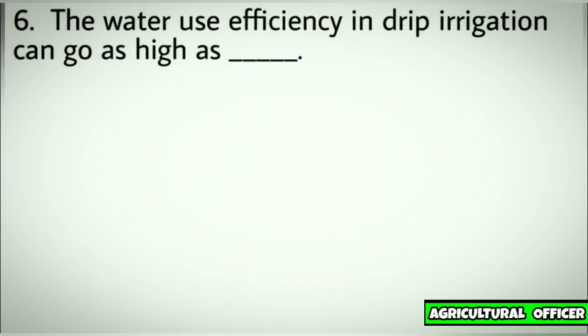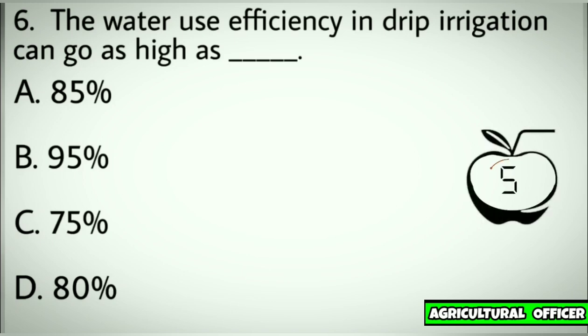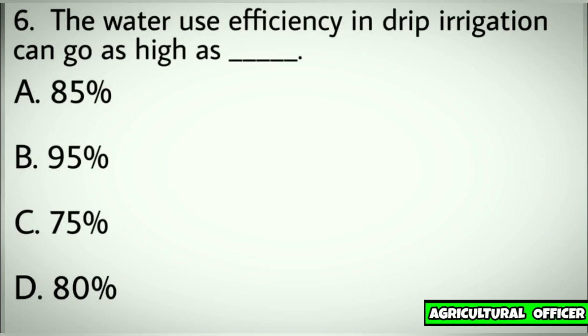Question number 6. The water use efficiency in drip irrigation can go as high as? Options: A. 85%, B. 95%, C. 75%, D. 80%. Correct answer: B. 95%.